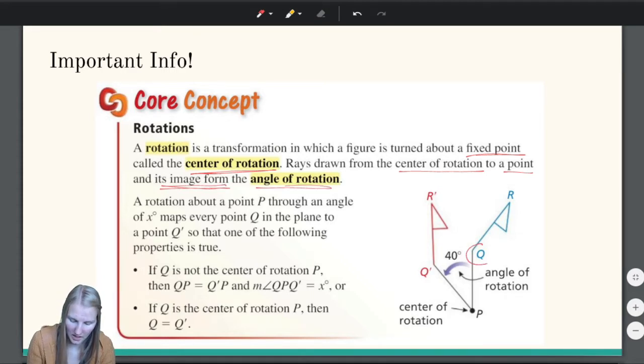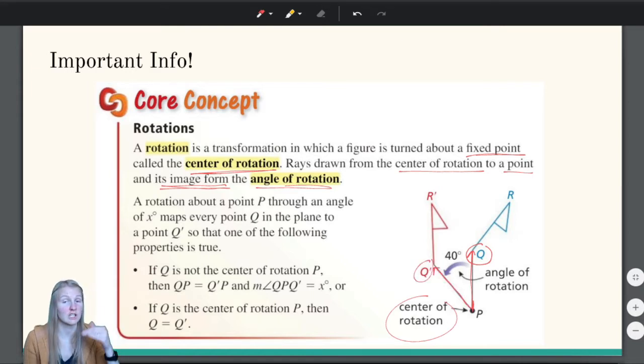So if you take a ray from the center of rotation to Q and a ray from the center of rotation to Q prime, this is what makes the angle of rotation. Whatever the measure of this angle is, in this case it's 40 degrees, that is the angle of rotation.